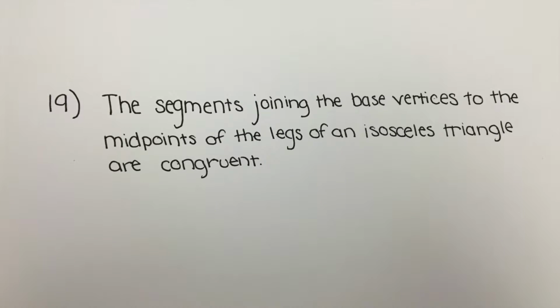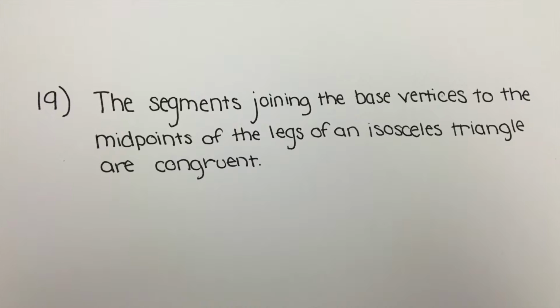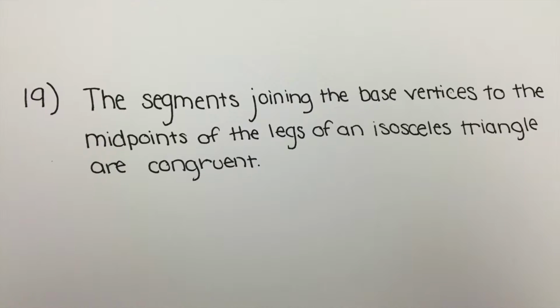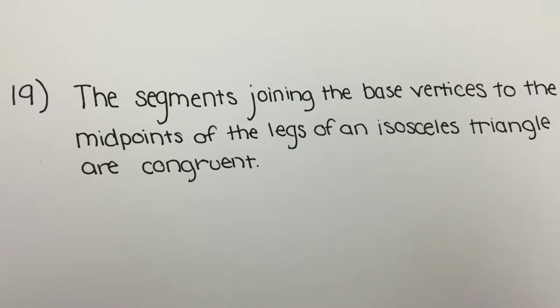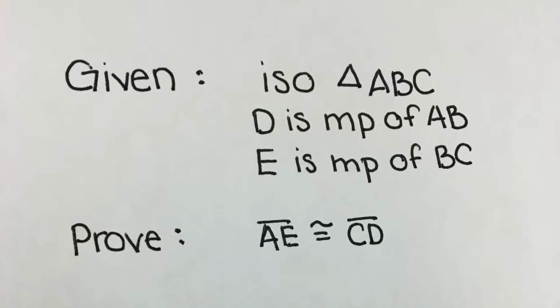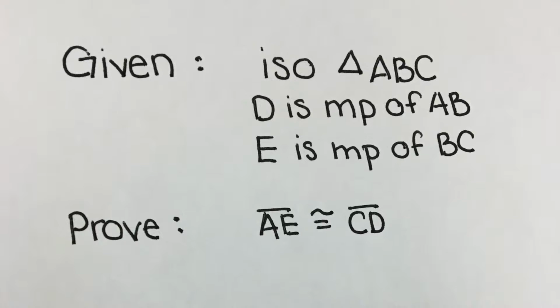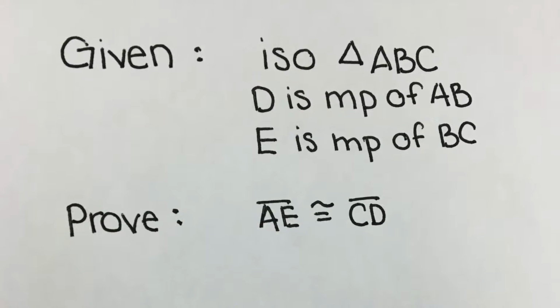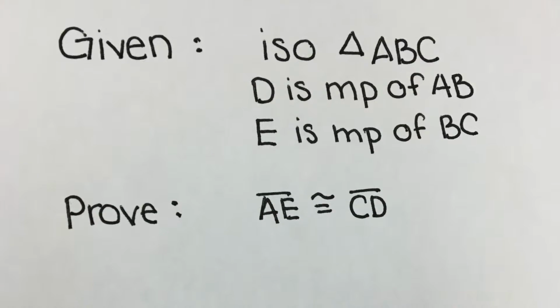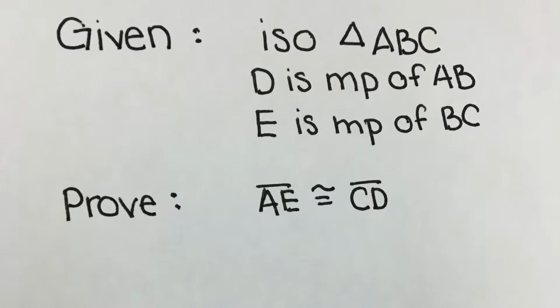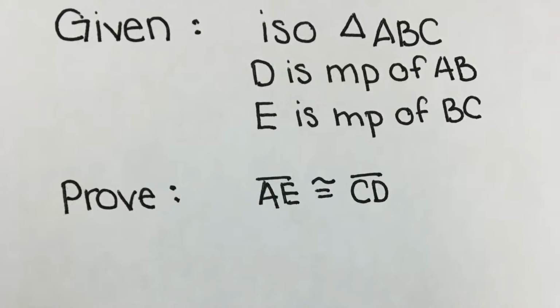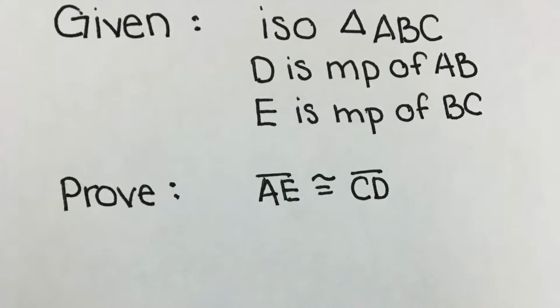The statement is: the segments joining the base vertices to the midpoints of the legs of an isosceles triangle are congruent. So we convert it into the given, which is triangle ABC is an isosceles triangle, point D is the midpoint of AB, point E is the midpoint of BC, and prove that line AE is congruent to line CD.